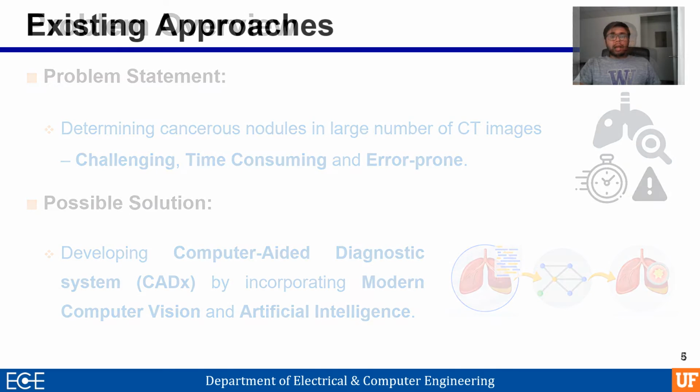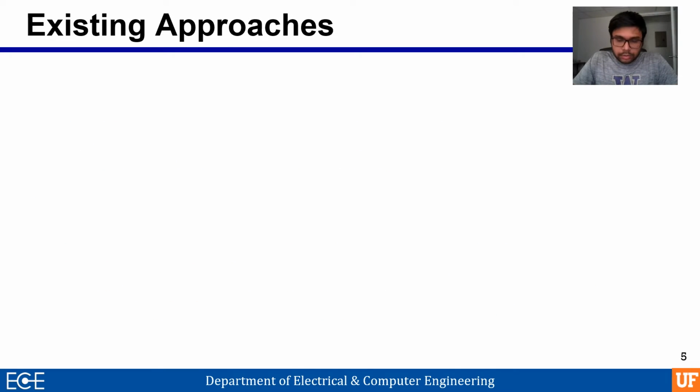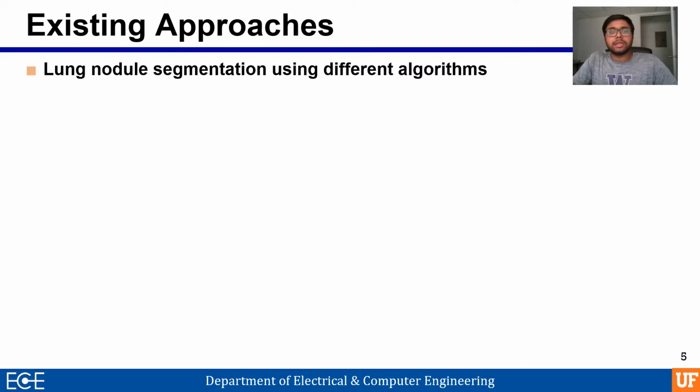Now, some existing approaches constitute lung nodule segmentation using different segmentation algorithms, such as the watershed algorithm and some thresholding techniques. Those can actually help detect those areas which are cancerous, or in some cases not cancerous. Also, feature extraction is a very important step in lung cancer detection.